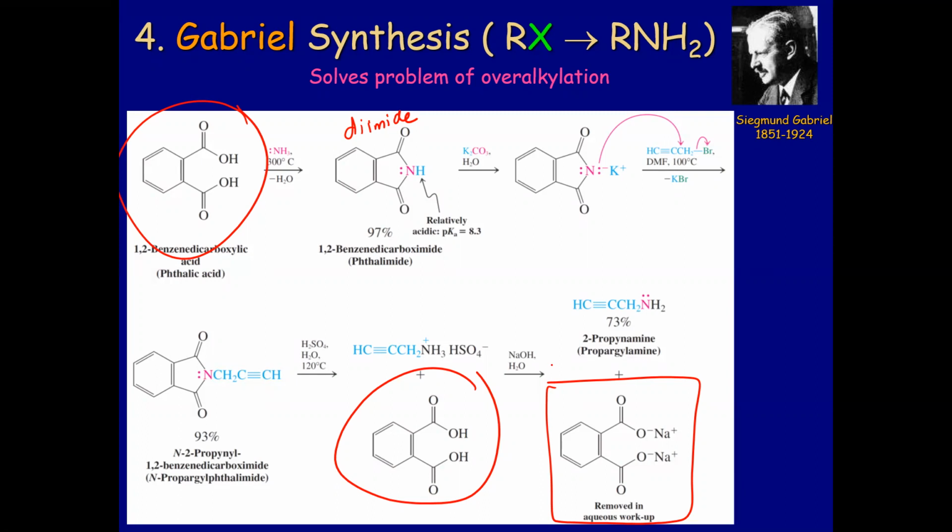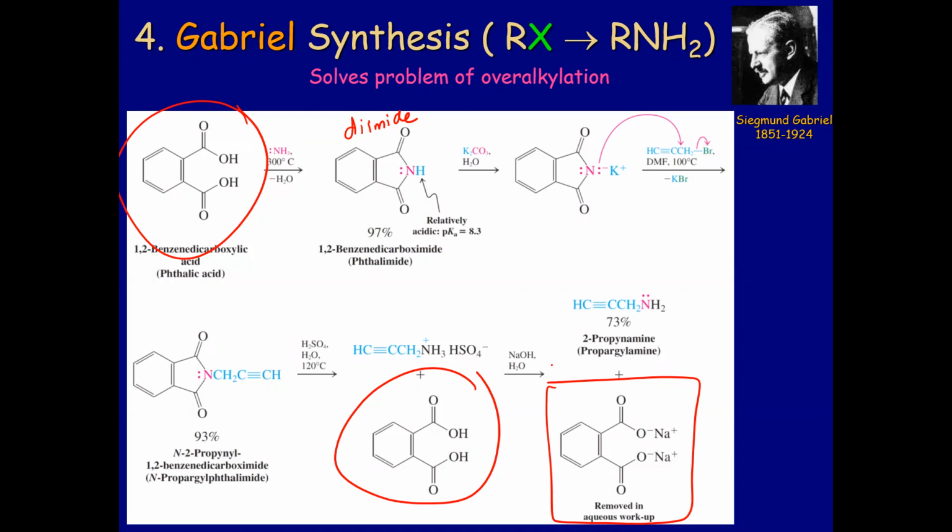So something like potassium carbonate can deprotonate the diamide to produce a salt, and this salt is nucleophilic. You can then use it in a substitution reaction to form a nitrogen carbon bond. Hydrolysis of the amide or the diamide will produce the quaternary ammonium salt, which can then be reacted with a base to form the amine. The yield here is 73%.